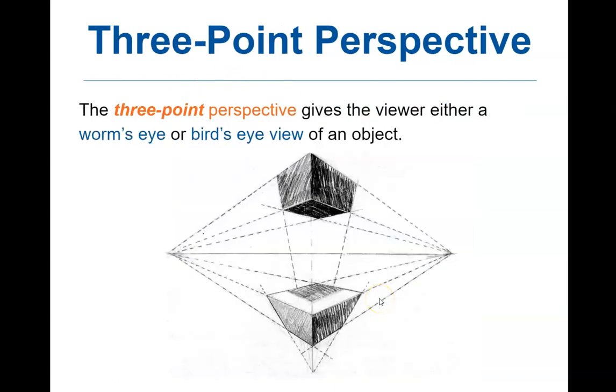Then there is 3 point perspective, which gives the viewer either a worm's eye or bird's eye view. He mentioned standing on the corner looking up at something. Looking up at something means you have what's called a worm's eye view, from below looking straight up at it. So even the vertical lines are going to vanish upward.